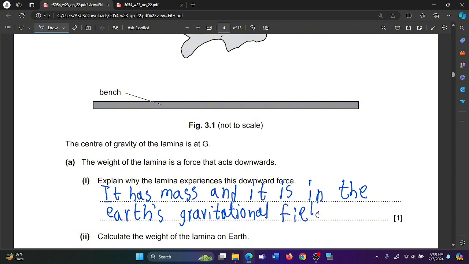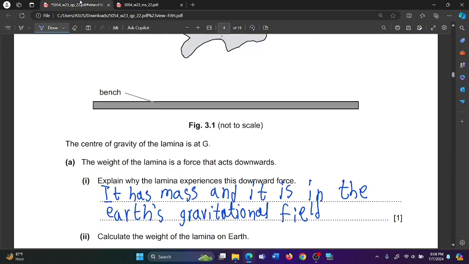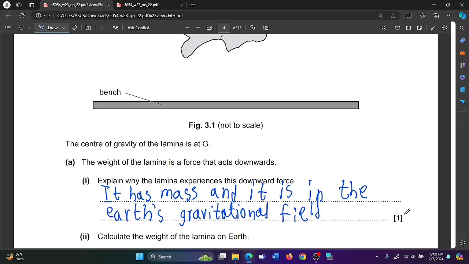Let's look at what's in the mark scheme. In 3A1, the mark scheme says it is in the gravitational field of the Earth. So we wrote the same thing actually. Our answer did not match what's on the mark scheme word by word, but the idea is the same. Thus, our answer is correct.